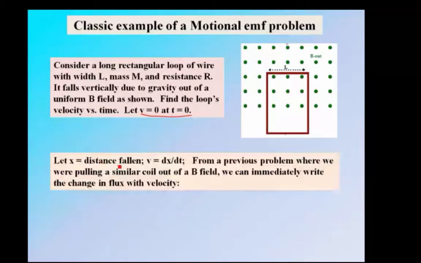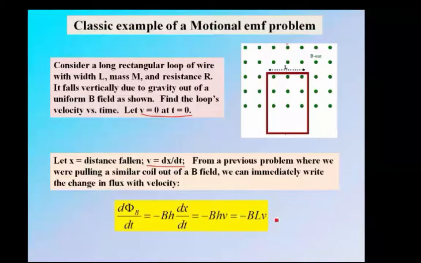If x is the distance fallen, then v is the derivative. And we've already done this by pulling on the loop. We were able to get the flux change. If we take this similar problem, we can write down the change in flux with velocity. And if you remember, it's just BLv, the field times the width times the velocity.